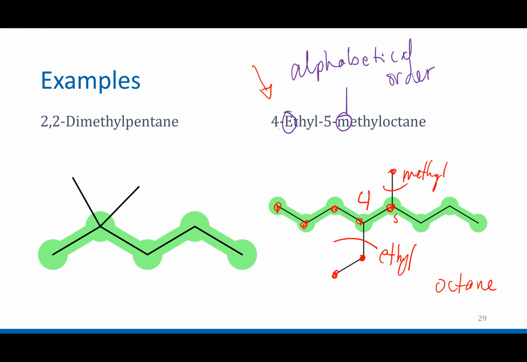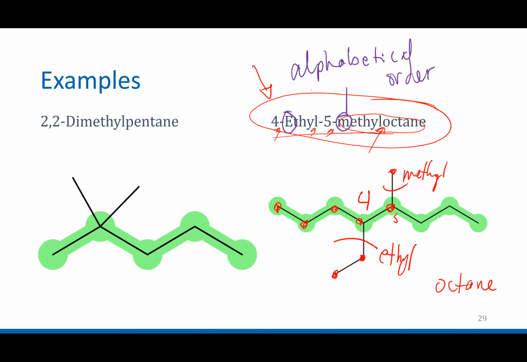Every time you write a number, you put a hyphen there. Before or after every number, you need hyphens. And when you're done naming your branches, it's one word with the last branch or substituent. So I don't put a space here. I notice a lot of students put a space there. You don't. It's all one word. Technically, this is all one big word with hyphens. So 4-ethyl-5-methyl octane sounds really complicated, but it's not.